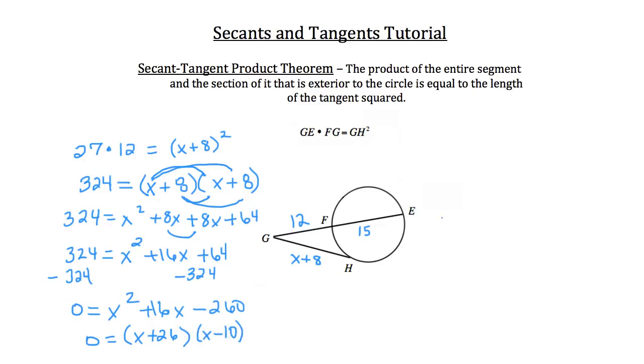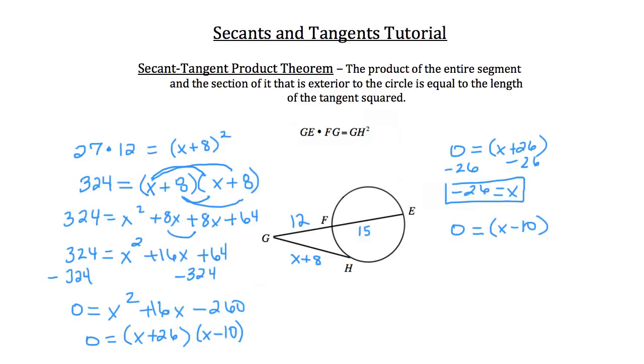And we want to continue on with that. I'll continue on over on the right here. 0 is equal to x plus 26, and 0 is equal to x minus 10. We're going to set each of those pieces equal to 0 and solve. So in this case, I'll just subtract 26 from both sides of the equation. And we have negative 26 is equal to x. So that's one possible answer for this problem. And over here, we're going to add 10 to both sides. And we have x is equal to 10. That's our second possible answer.